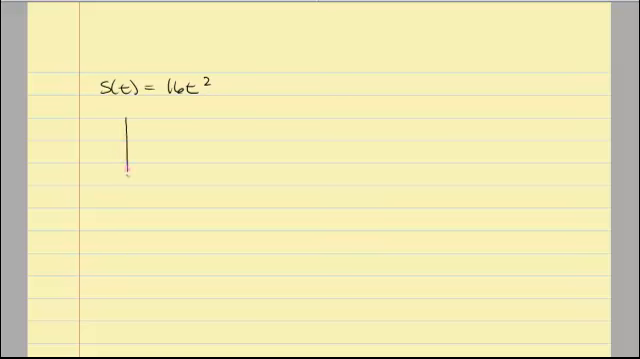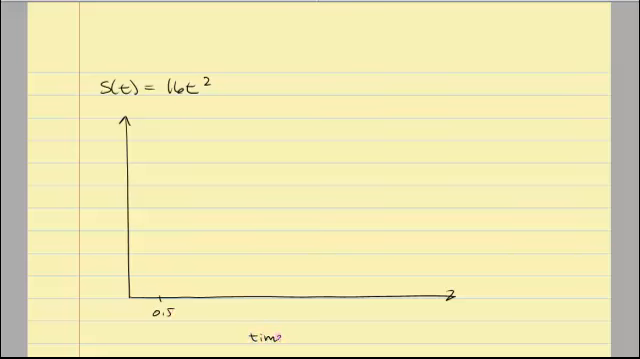Well, first of all, just taking a quick glance at this, you can pretty clearly see 16 is positive, so this is a parabola opening up. Time can't be negative, so we're going to be specifically looking at the first quadrant instead of all four quadrants here. Let's go ahead and look at this at a few intervals. Let's look at this at 0.5, and this again is my time. In this particular case, let's go ahead and look at this in seconds.